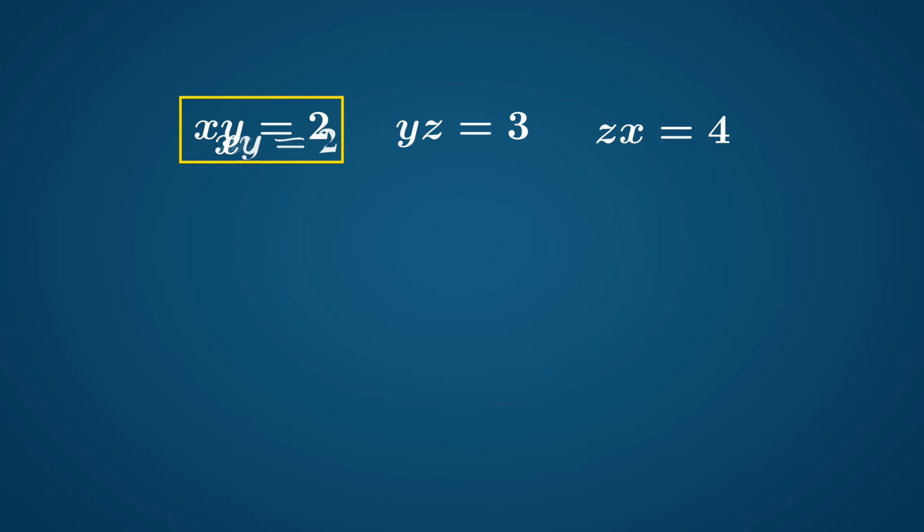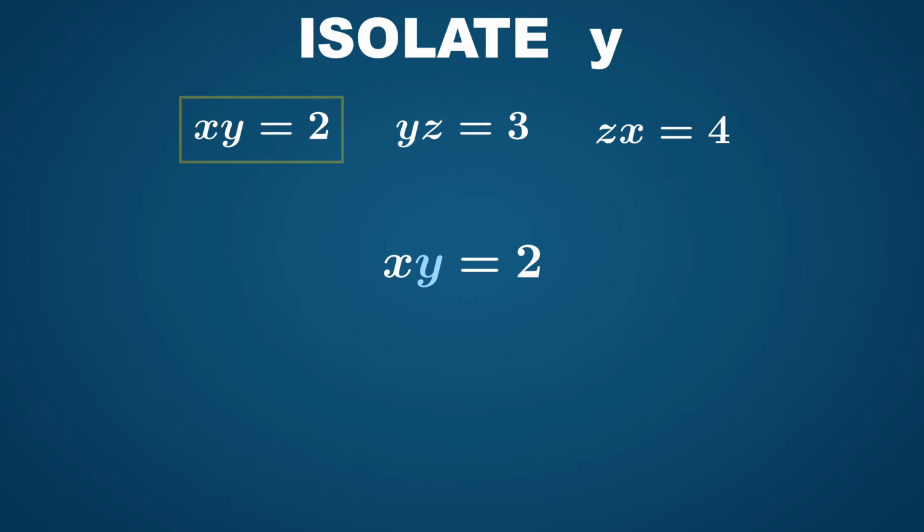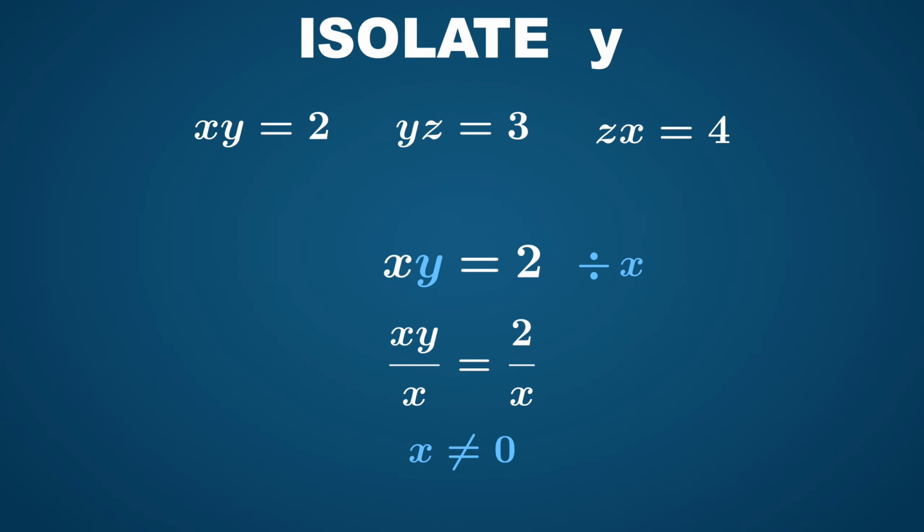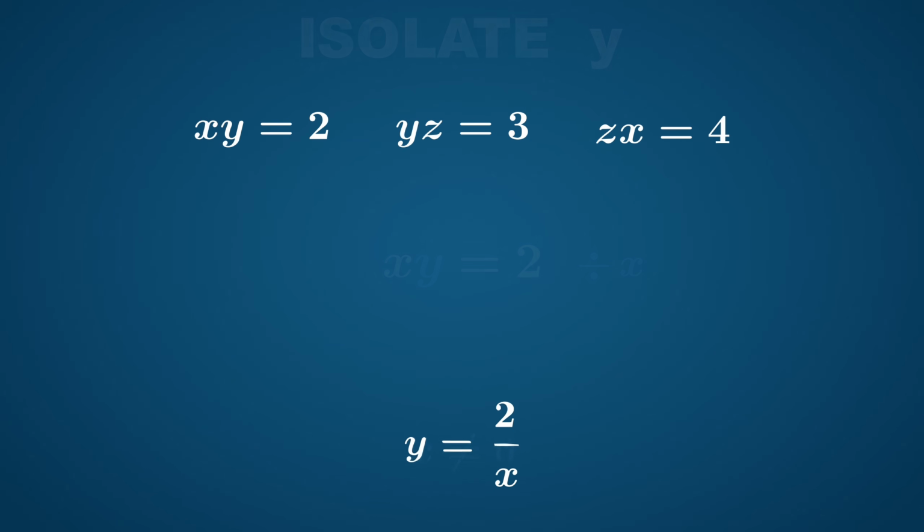We can begin our process by looking closely at the first equation. We want to isolate the variable y on one side of the equals sign. To achieve this, we need to divide both sides of the equation by x. Since their product is 2, the variable x certainly cannot be 0. We can confidently write y equals 2 divided by the variable x.